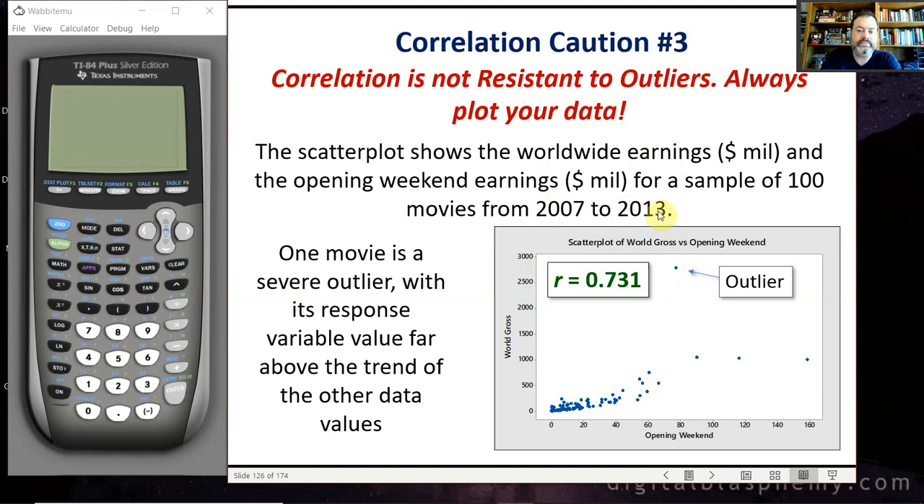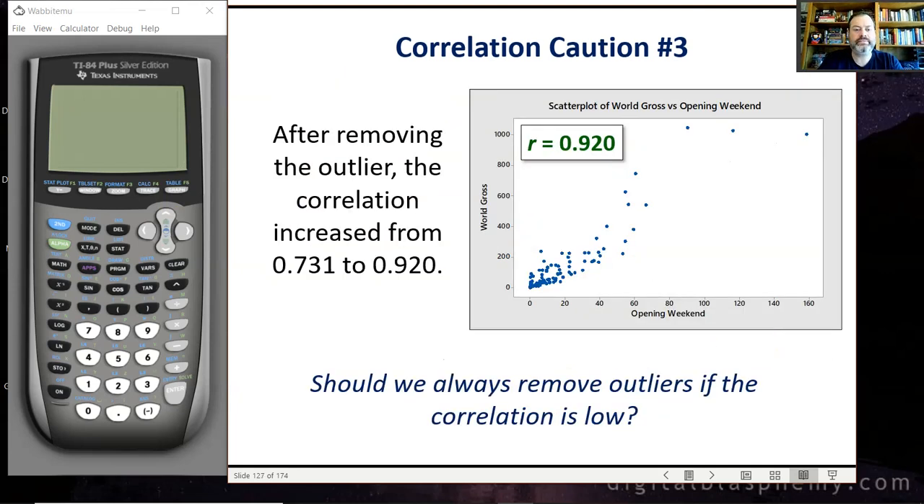So that's an outlier. What happens if we take out the outlier? I'm going to remove it to show you what happens to the correlation. This is still a strong correlation here, right? 0.731 is a strong positive linear correlation. It looks pretty linear other than the outlier. I took out the outlier and the correlation jumped up from 0.731 to 0.920. So you can see that the outlier is affecting the correlation severely.